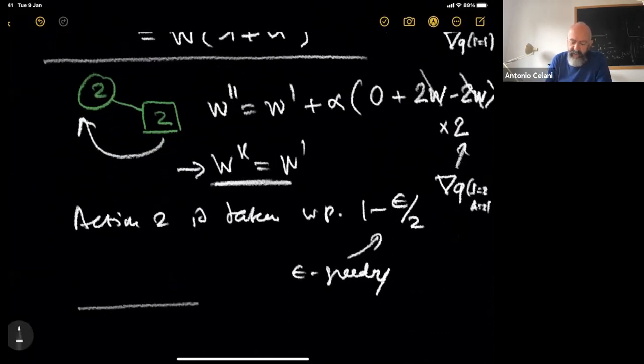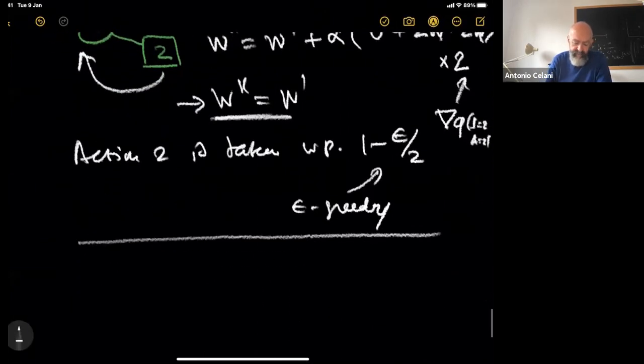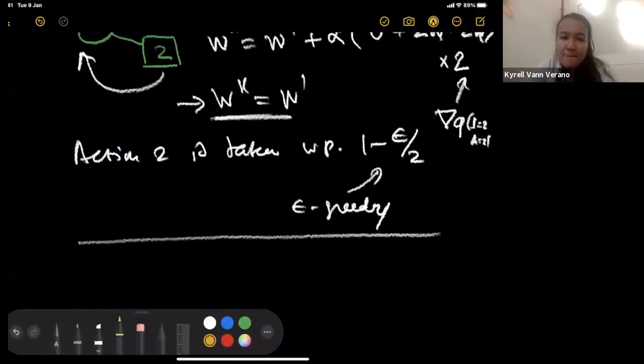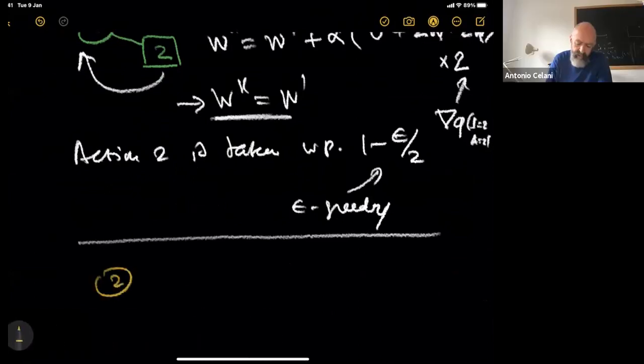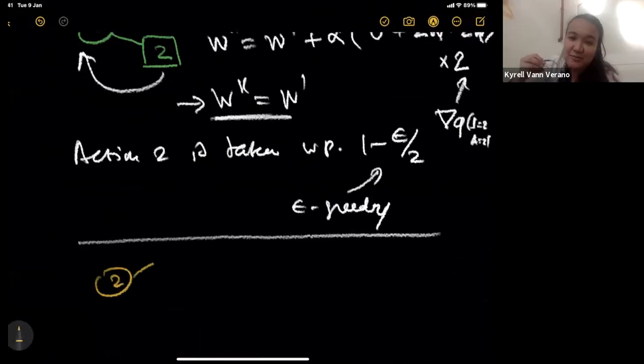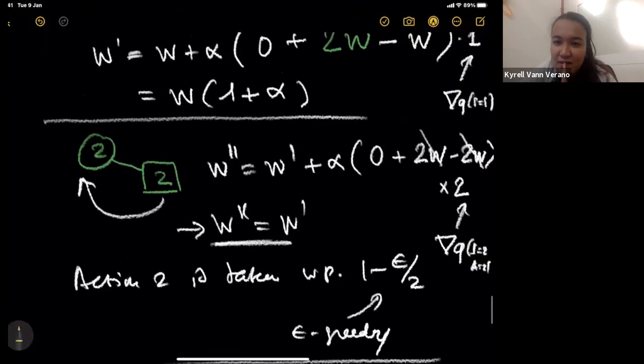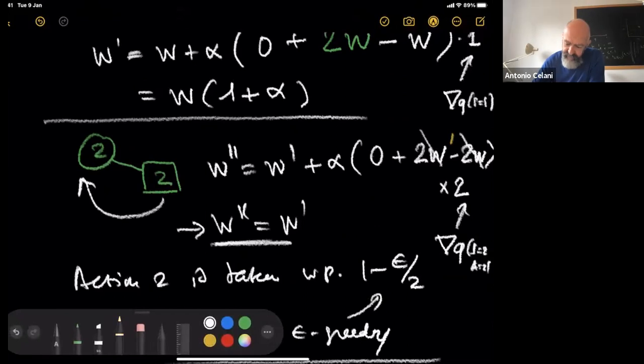Now, what happens if we take the other action? Any question? Can I ask a question about this part here, when you compute W double prime, the 2W here, is it W or W prime? Here, the one that cancelled out. Thank you very much.